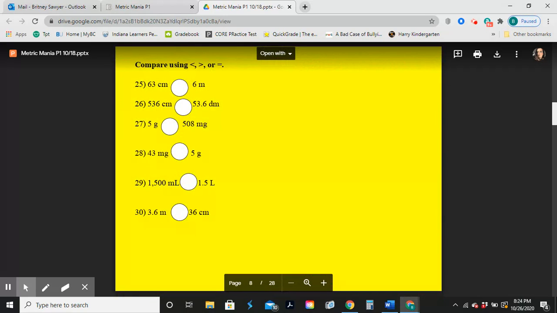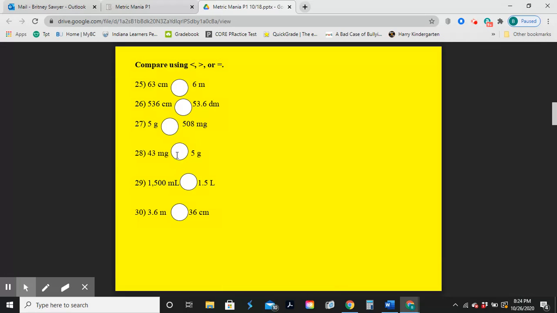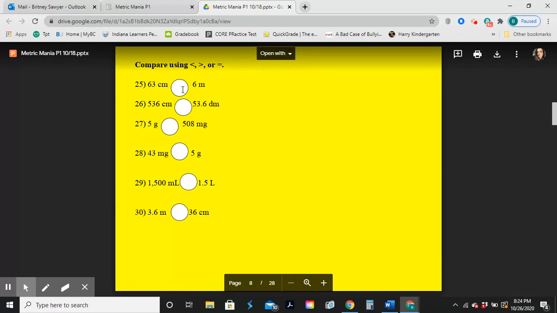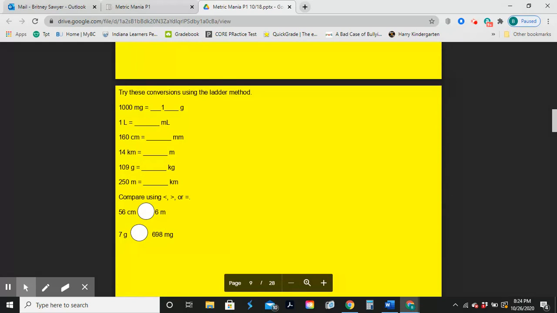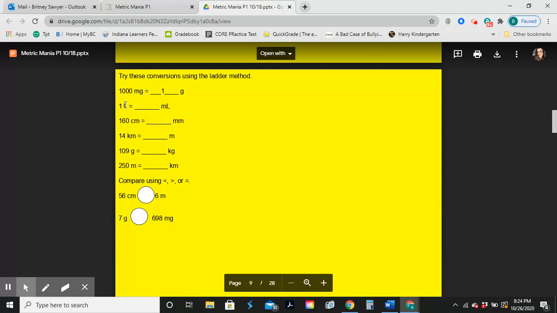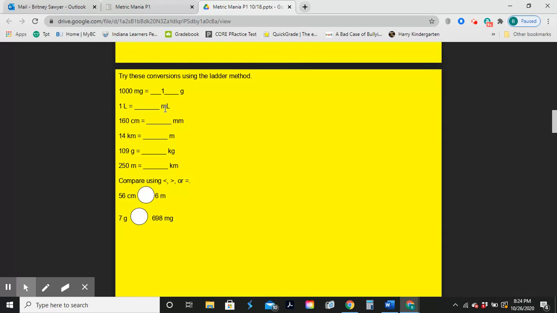Now you're going to practice determining which one is greater than, less than, or equal to for each one of these problems. So as you go through, you will be given the chance to select the proper answer. Same here. So 1 liter equals how many milliliters? What's milli again? How much does milli represent? We have 160 centimeters. How many millimeters would be in that? So 160 times 10 equals how many millimeters?